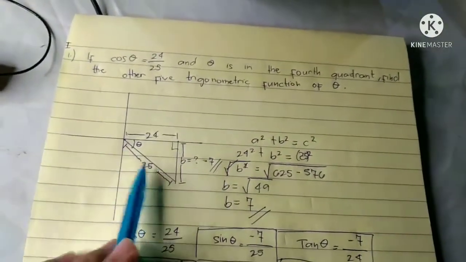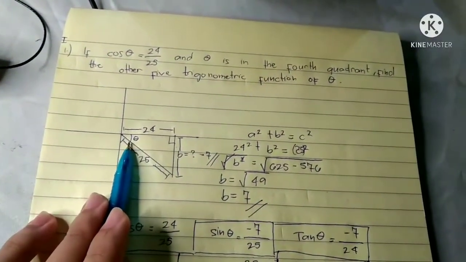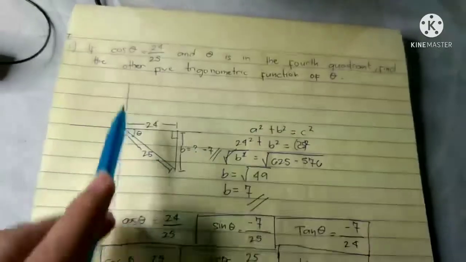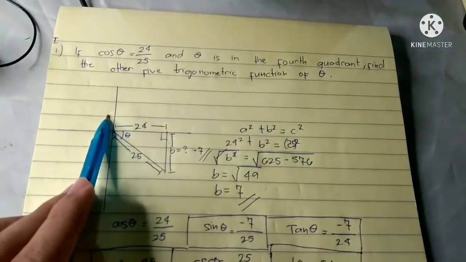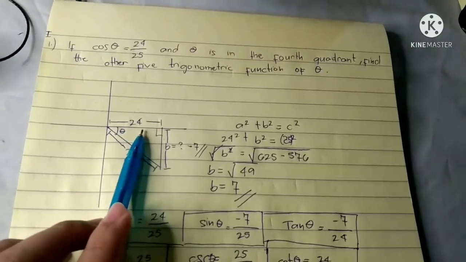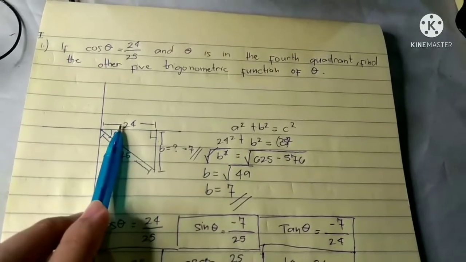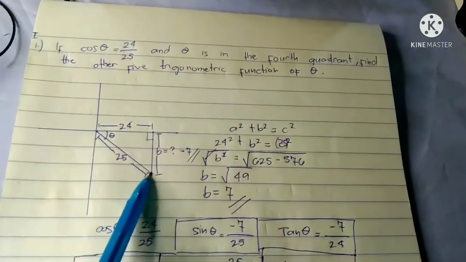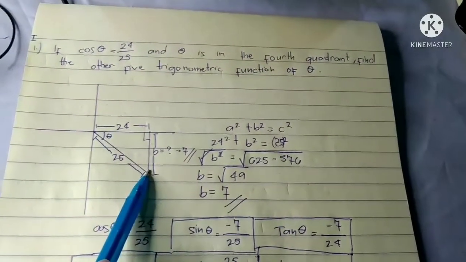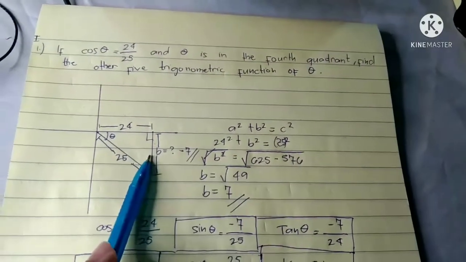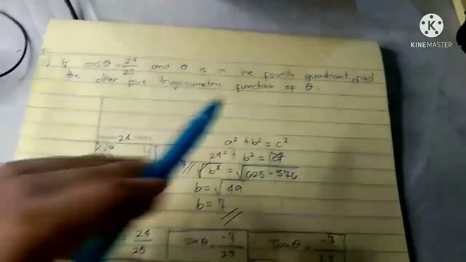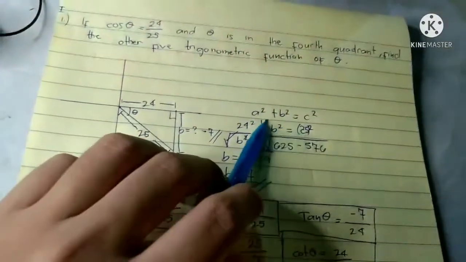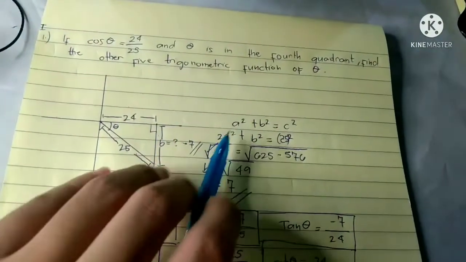Let's draw a Cartesian plane. Then, since our theta is in the fourth quadrant, and cosine is equal to adjacent over hypotenuse, our adjacent here is 24 and our hypotenuse is 25. So we have here a missing side which is b, or our opposite. So we can use this equation to find our b.